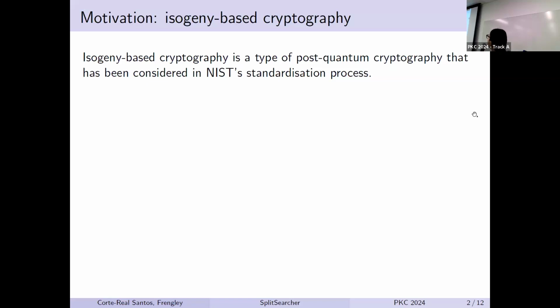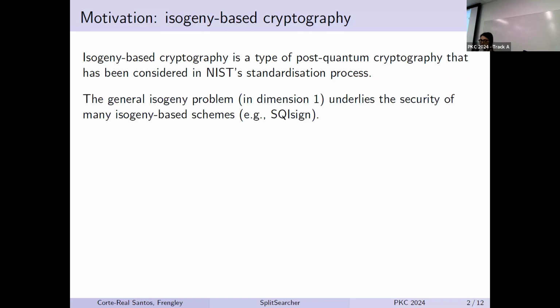So our motivation lies in isogeny-based cryptography, and the reason we're interested in this is because it's a type of post-quantum cryptography that has been considered in the standardization process. The fundamental problem in isogenies is the general isogeny problem, which asks us to find an isogeny between two supersingular elliptic curves. This underlies the security of many isogeny-based schemes, most notably SQIsign, a signature scheme which has now advanced to round 1, so it's receiving a lot of attention from the community.